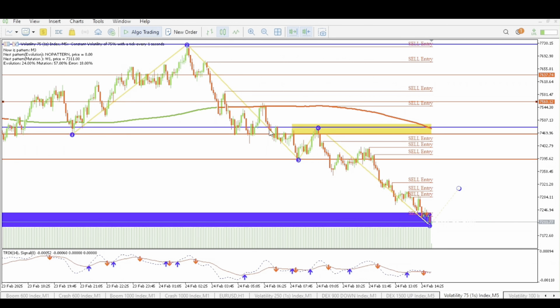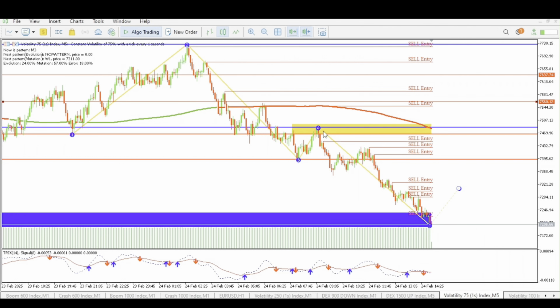Do not add positions too early, guys. If you want to add positions, wait for it to make this kind of a structure, whereby it will be going up, going down, going up, going down. Then you add your positions here. After that, you are now holding your trade. It will move until it reaches the node on H1. So that is how you trade V75 1s. If you want to trade V75 1s, you just use that concept.